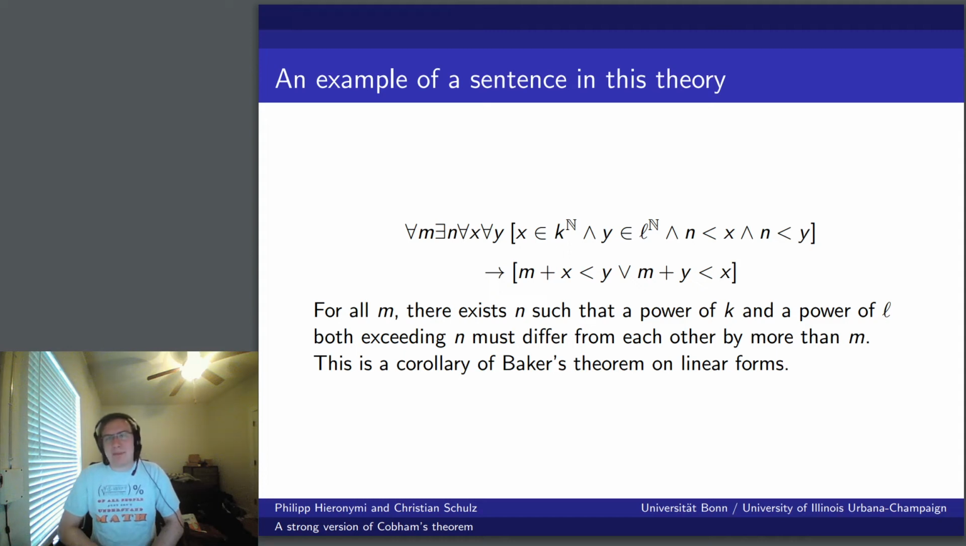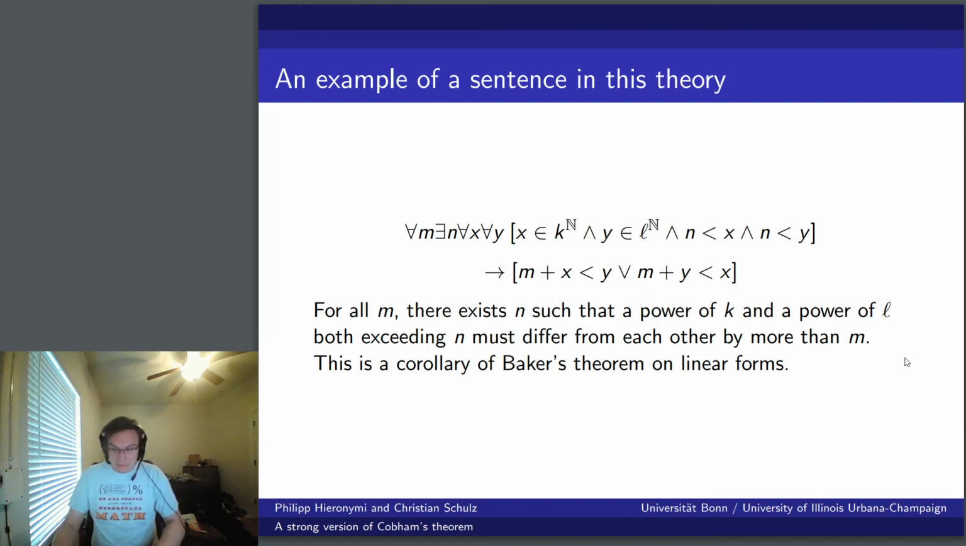Let me give you an example of what a sentence in this theory looks like, just to get some intuition. This is a rather complicated sentence, stating essentially that for all m, there is some n such that powers of k and powers of L greater than n must differ from each other by more than m. In other words, what this is saying is that as we consider larger powers of k and L, the gaps between them necessarily grow without bound.